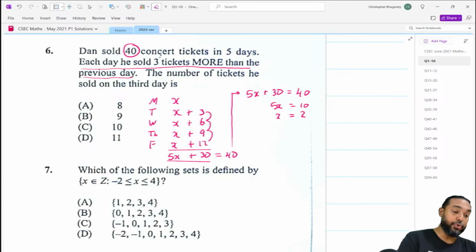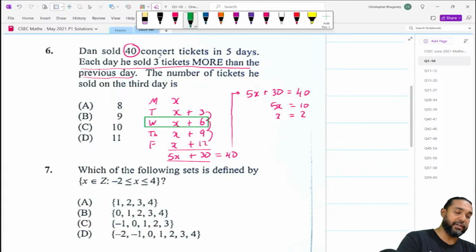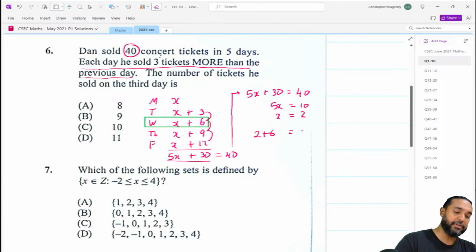So if x is 2, don't forget that's not the answer, and also it's not an option, right? What do they want? They want how many tickets were sold on the 3rd day, which we will put as Wednesday, right? So what was the expression there? X plus 6. And if x is 2, 2 plus 6 will give us 8.